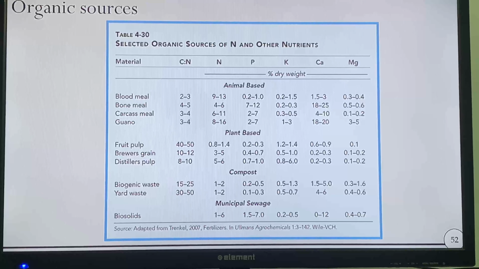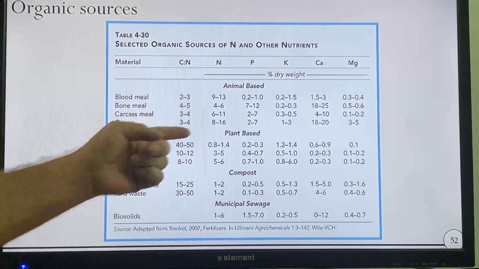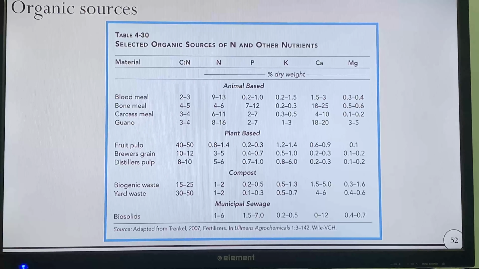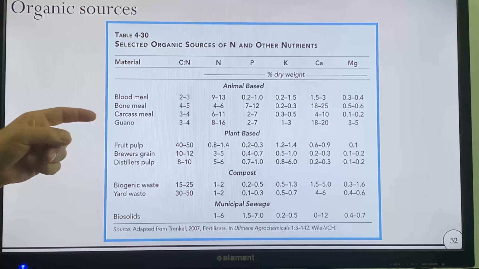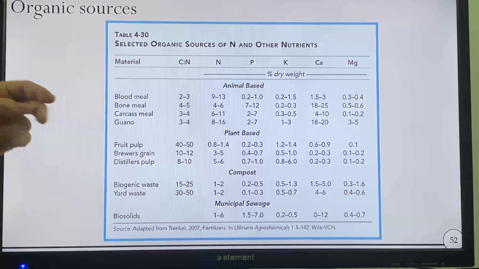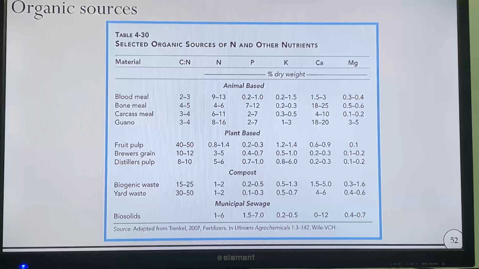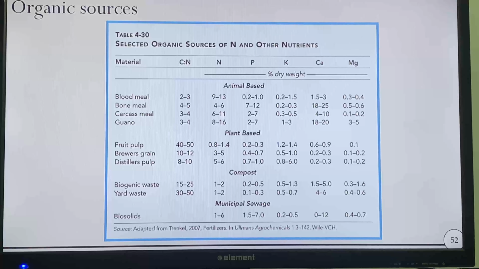And then some of our other sources, we can see that our animal-based have high nitrogen content, some 9 to 13, 8 to 16, bat guano. This was actually, believe it or not, there was a war fought over the guano from birds and bats on an island somewhere in South America. They were really fighting over who owned the rights to that and who was going to get that island, because there was so much guano being produced that they were going to make a lot of money from that.